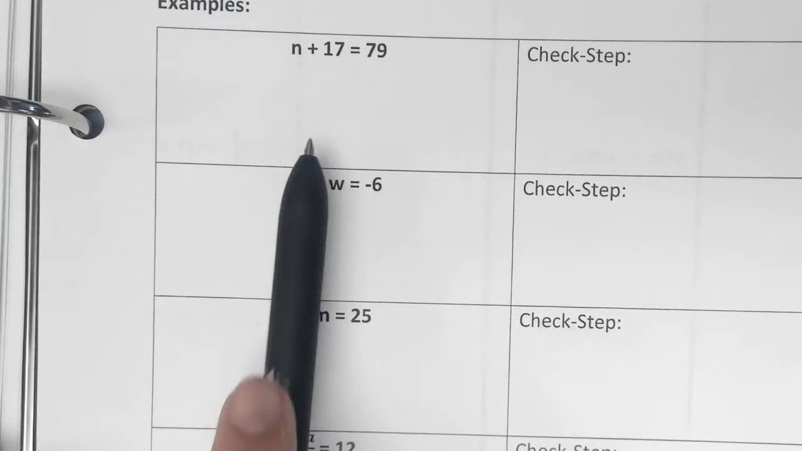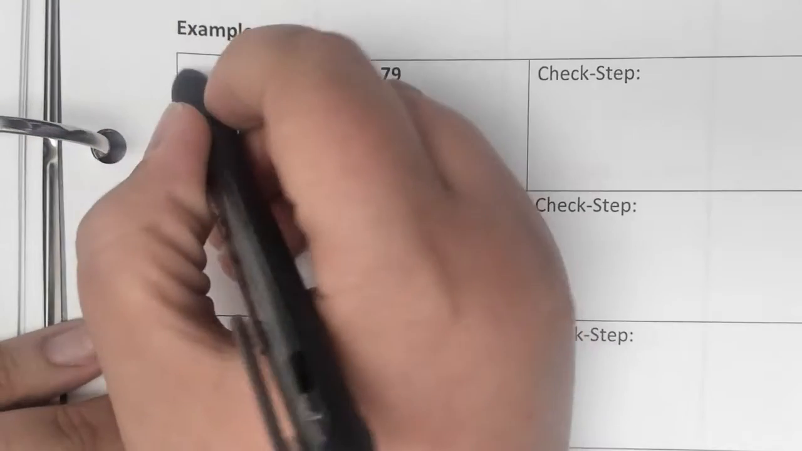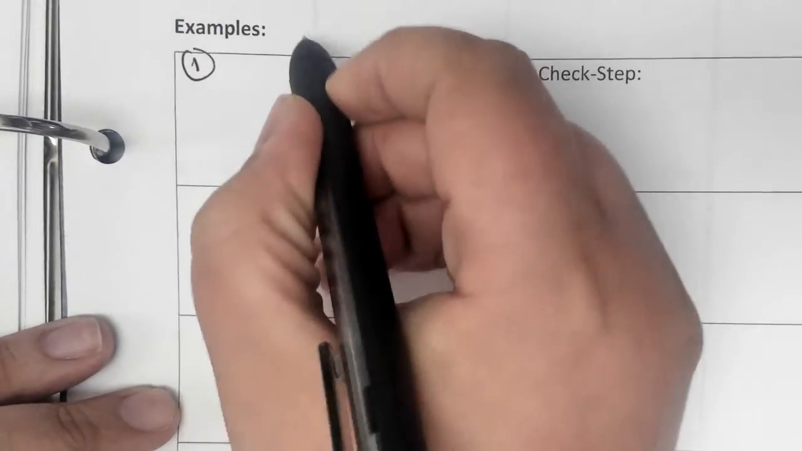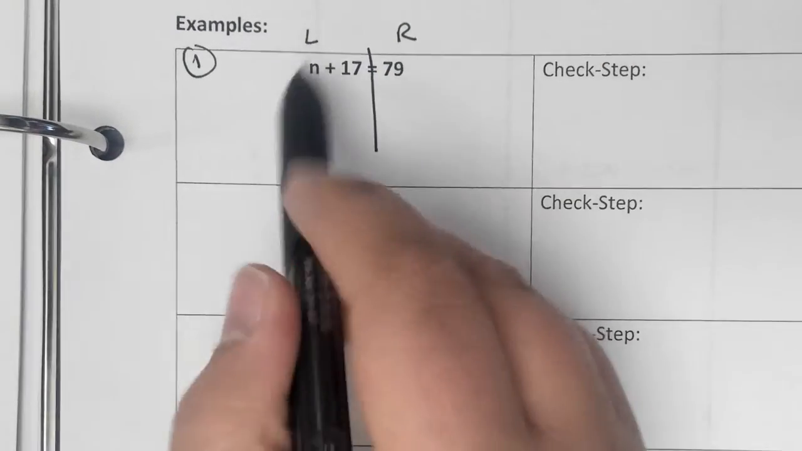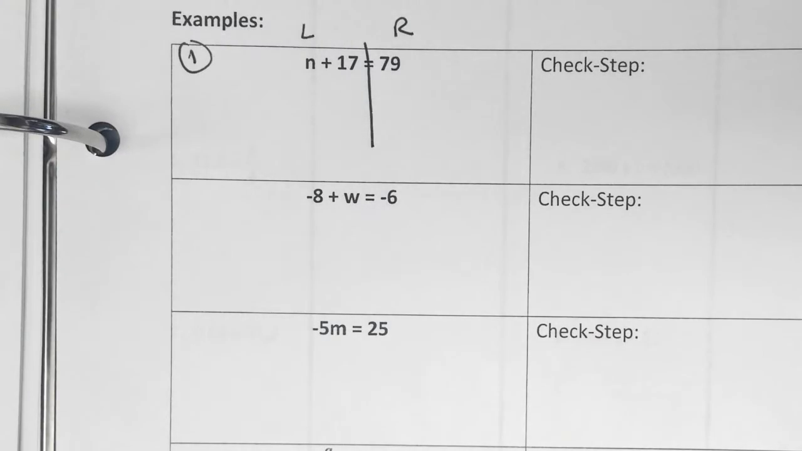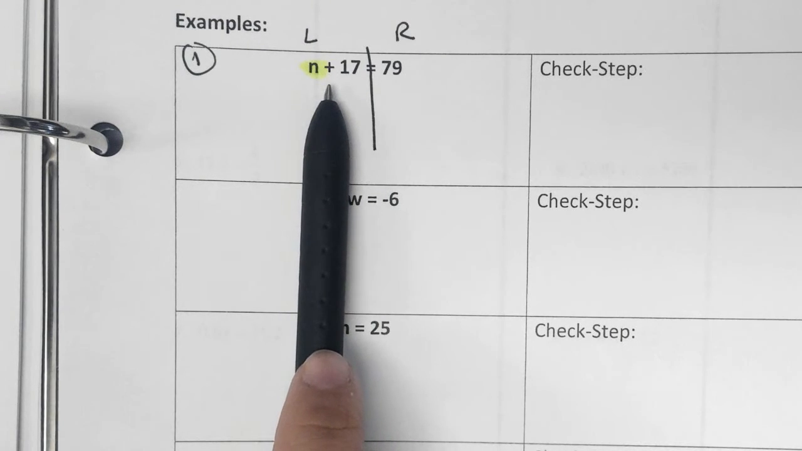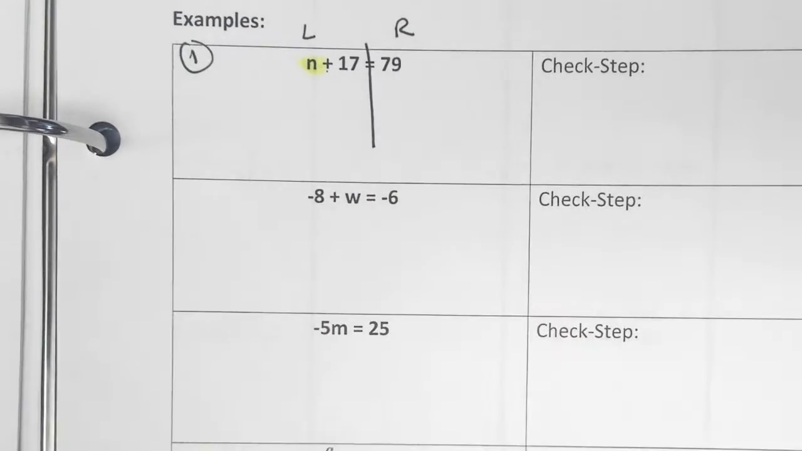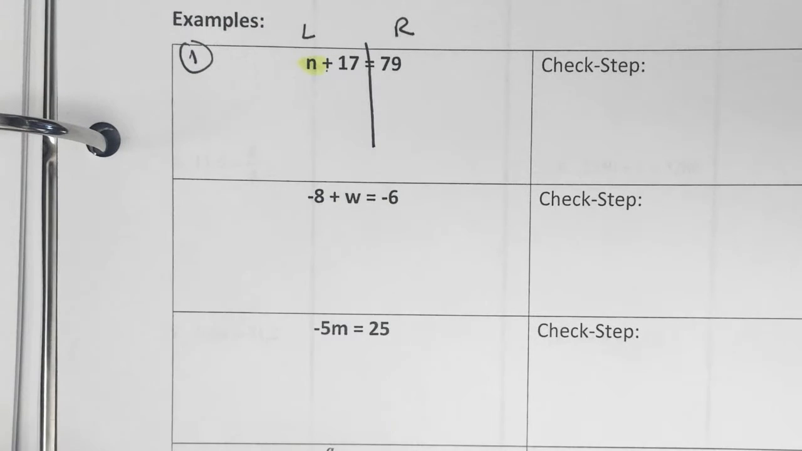So, in example 1, before I do anything, I'm going to draw a line down the equal sign to separate my left side from my right side. Here's my variable. My variable is n. And there's a 17 on the same side as n. It's not attached to the letter. It's all by itself, separated by a plus or a minus, so it's a constant. 17 is a standalone number.